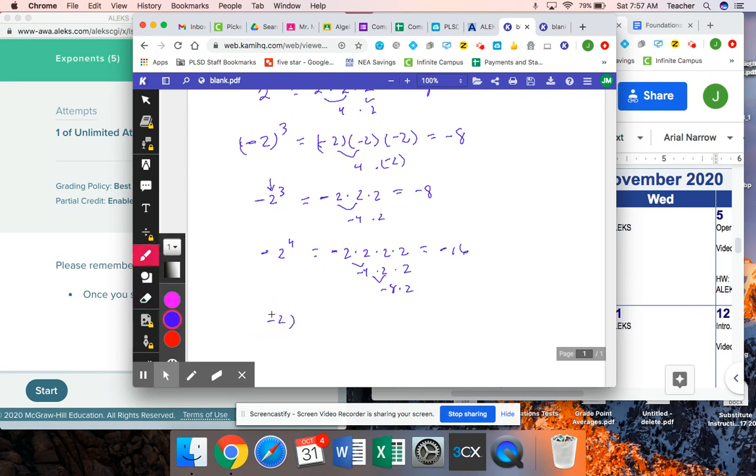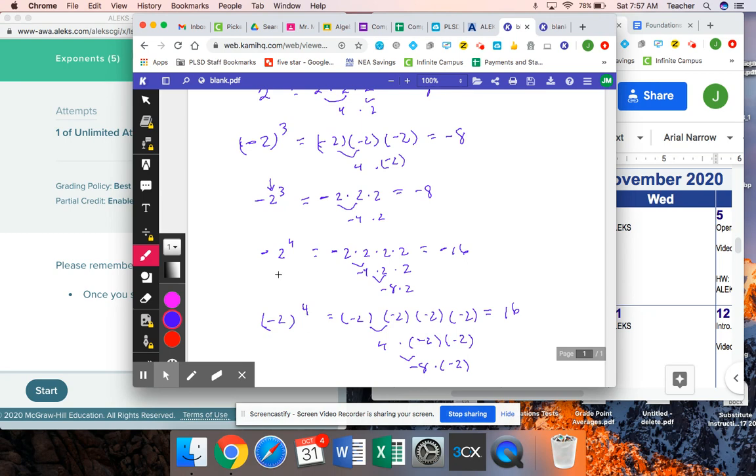Now, if I did -2 in parentheses to the fourth power, I am raising -2 to the fourth power. So it's going to be -2 times -2 times -2 times -2. And when you do that, you get +4 times -2 times -2, which is -8 times -2, which is a +16. So the parentheses absolutely matters. One answer gives you a negative, one answer gives you a positive.